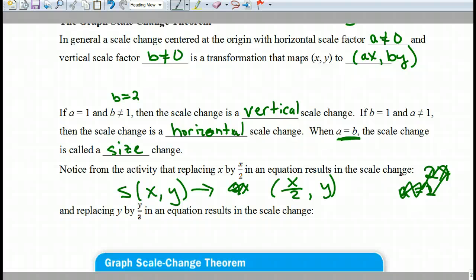Okay, so the next one says, if we replace the y by y divided by 3, what happens to the y? It goes times 3. Yes. Okay?